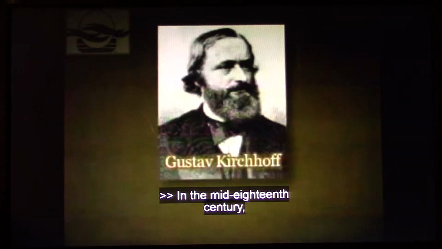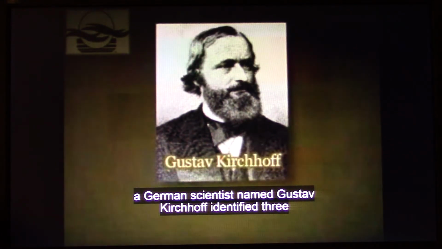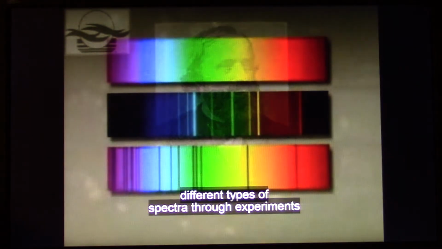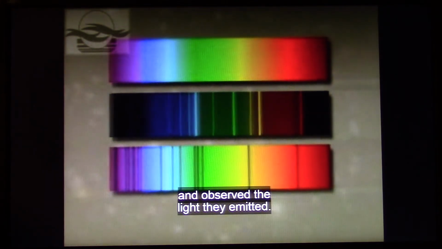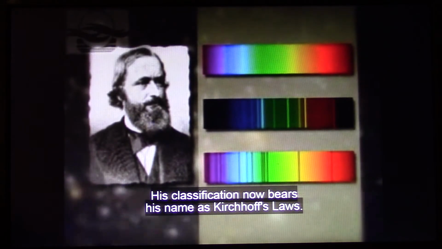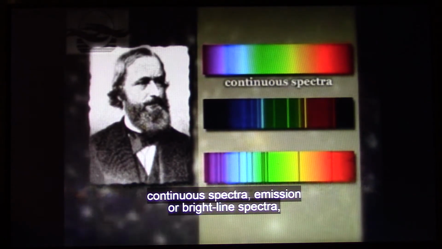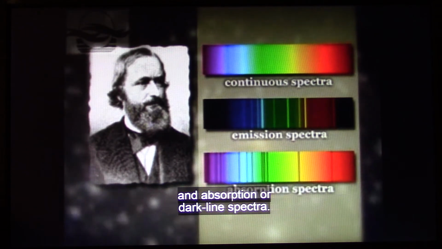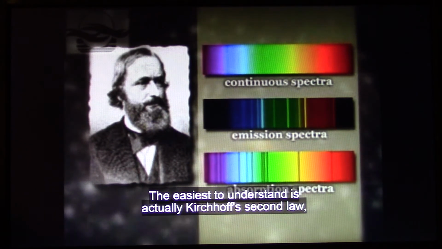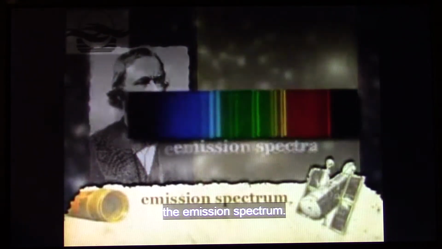In the mid-18th century, a German scientist named Gustav Kirchhoff identified 3 different types of spectra through experiments as he burned chemicals in his laboratory and observed the light they emitted. His classification now bears his name as Kirchhoff's laws. The 3 types of spectra Kirchhoff observed are called continuous spectra, emission or bright line spectra, and absorption or dark line spectra. The easiest to understand is actually Kirchhoff's second law, the emission spectrum.